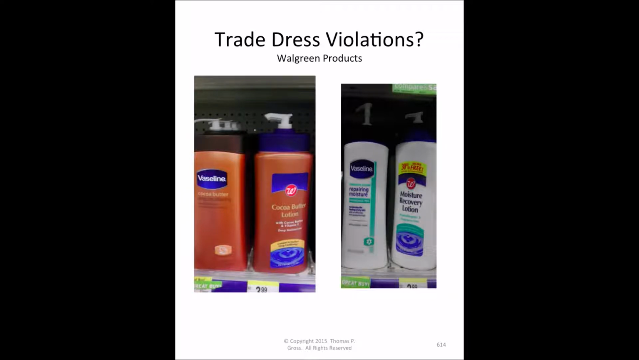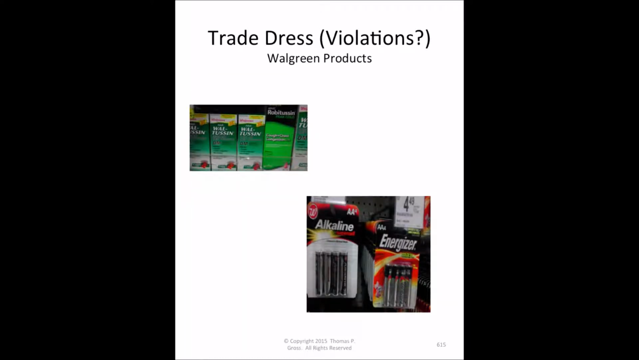Hand lotions. Here you see Vaseline and Walgreens. Same kind of tan brown color with the blue. Same thing for this Vaseline product. And the question is whether these colors and shapes and everything are non-functional. So arguably trade dress, but the question is whether the copy is causing confusion in the minds of consumers. Cough medicine: Walgreens calls it Waltussin as opposed to Robitussin. Energizer batteries, Walgreens products.